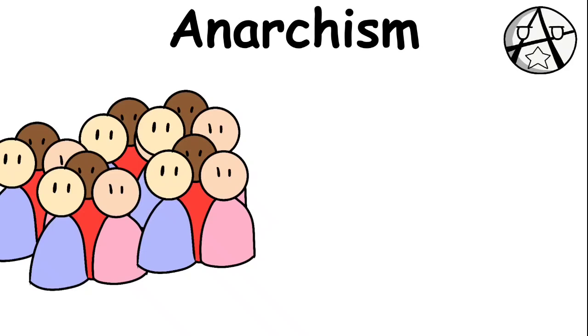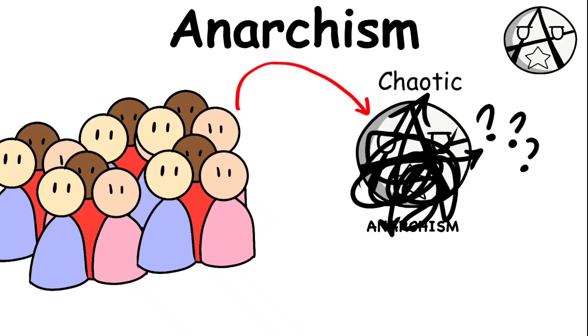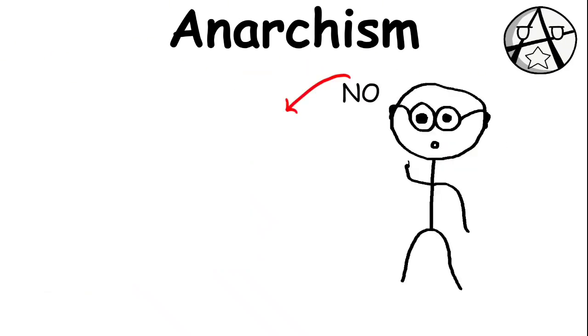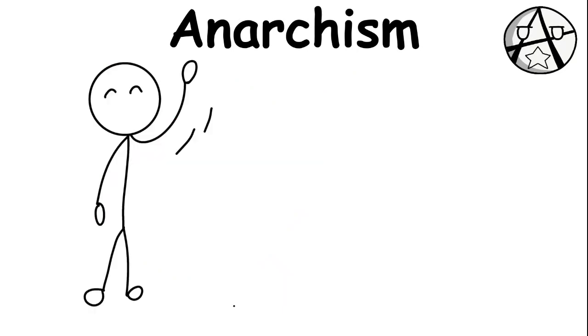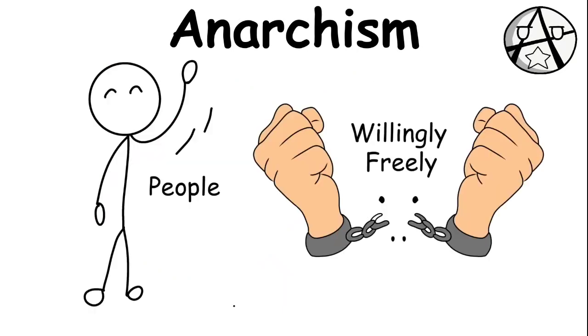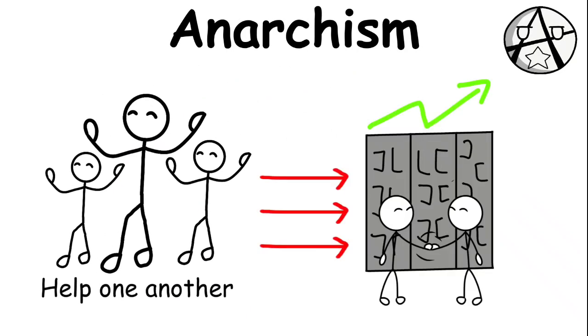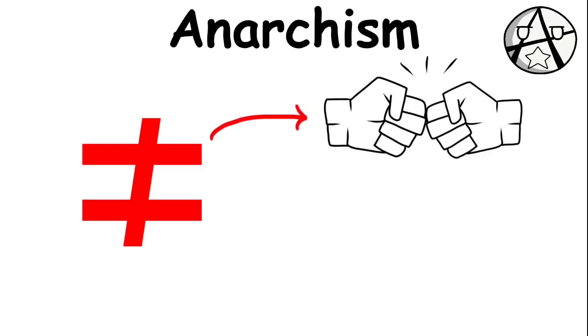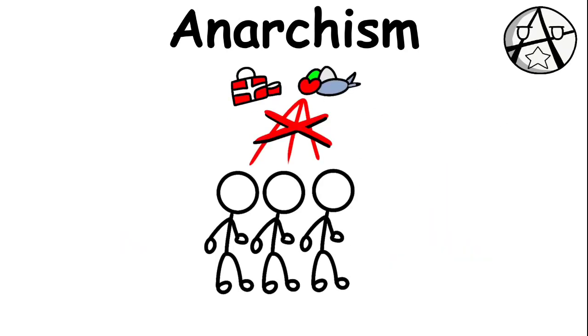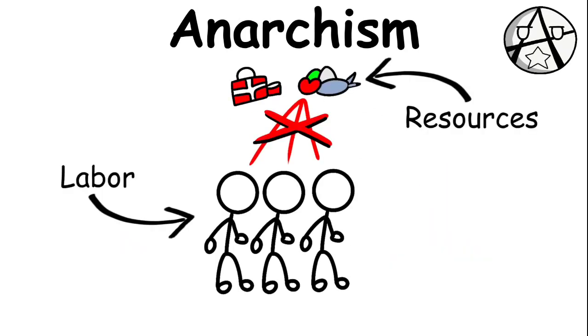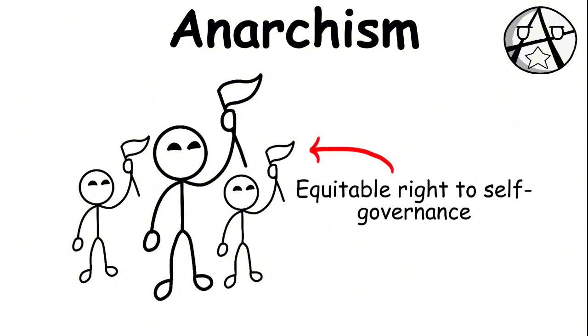The popular belief is that an anarchist government tends to be chaotic, but that's not the case because one of the most important goals of anarchism is to allow people to volunteer willingly and freely to help one another for the improvement of the community. It is different from socialism or communism because there is no equitable distribution of labor and resources, but there exists an equitable right to self-governance.